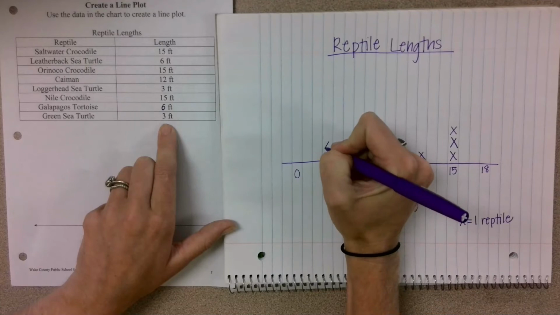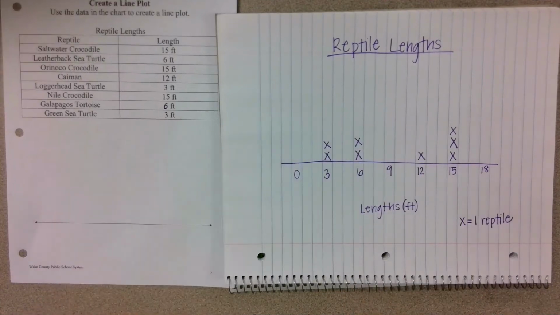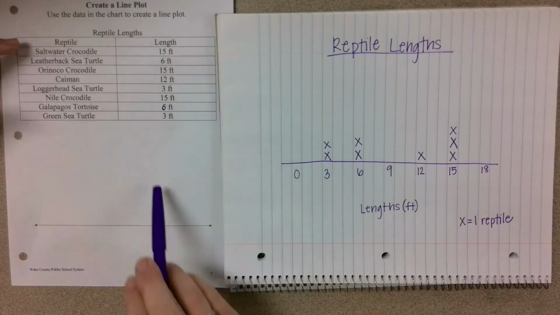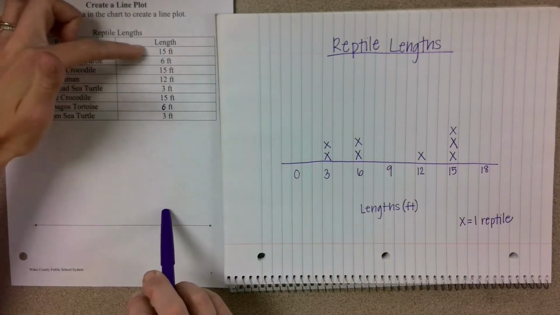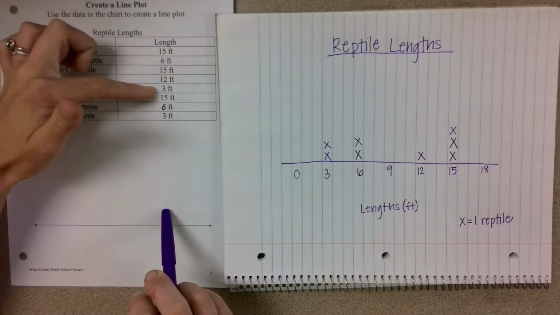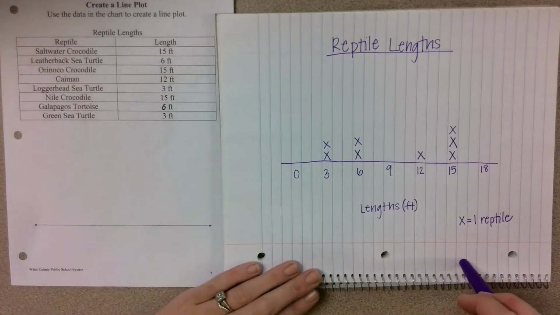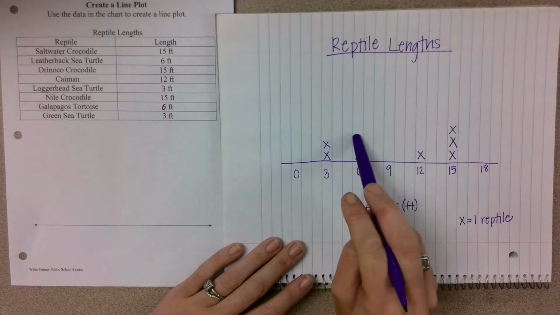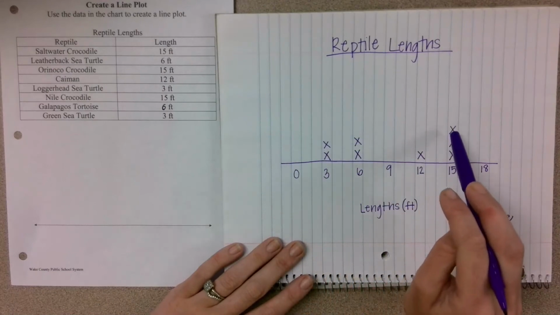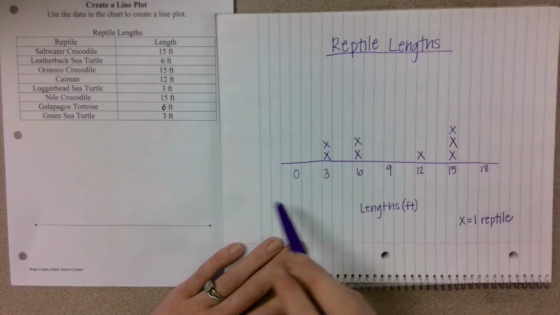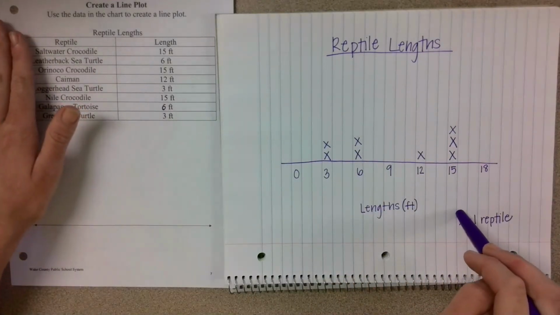So I'm going to put an X above 3 feet. So I should have, let's see, I'm going to count how many reptiles I have. 1, 2, 3, 4, 5, 6, 7, 8. So I should have 8 X's on here. 1, 2, 3, 4, 5, 6, 7, 8. That means I have shown all of my animals on here.